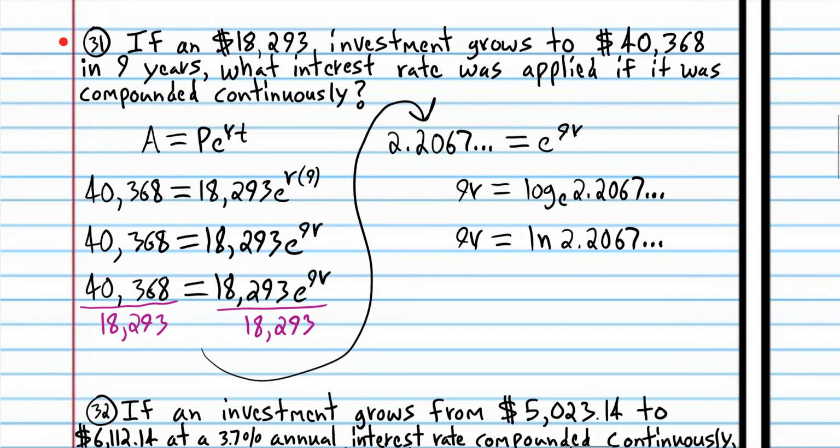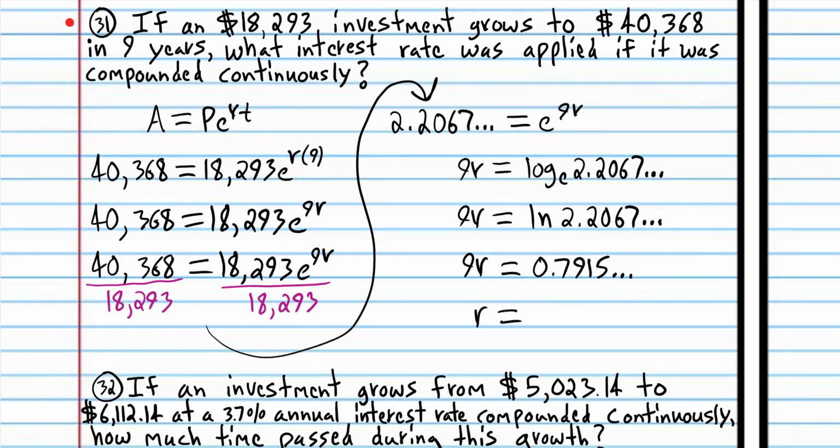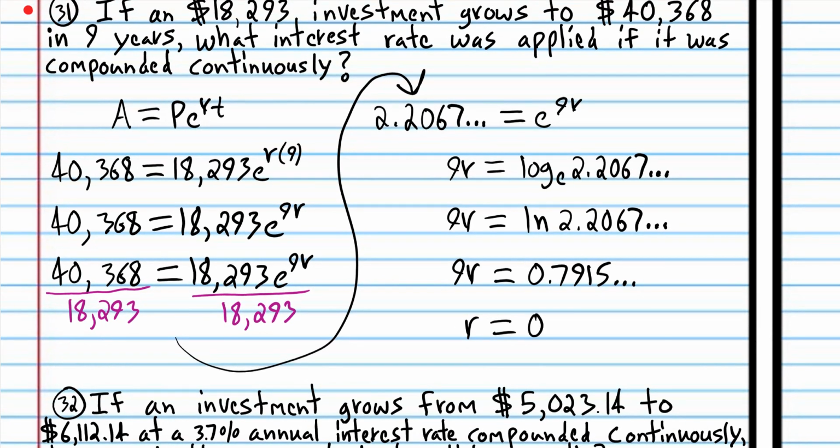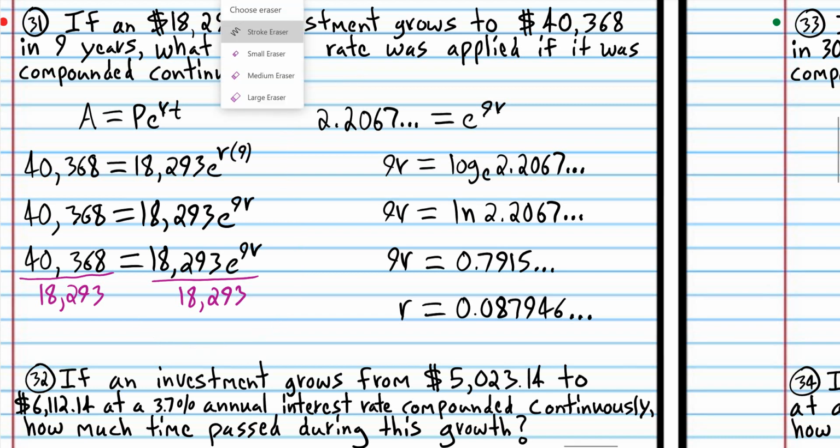And so now we know that the exponent in that equation has to be equal to 0.7915 and dot dot dot. So you want to keep that number in your calculator, and then you're going to divide that by 9, and we have our interest rate. But interest is always written, at least in finance, interest is always written as a percent. And I'm going to carry out a few more decimals here. So let's move up a little bit.